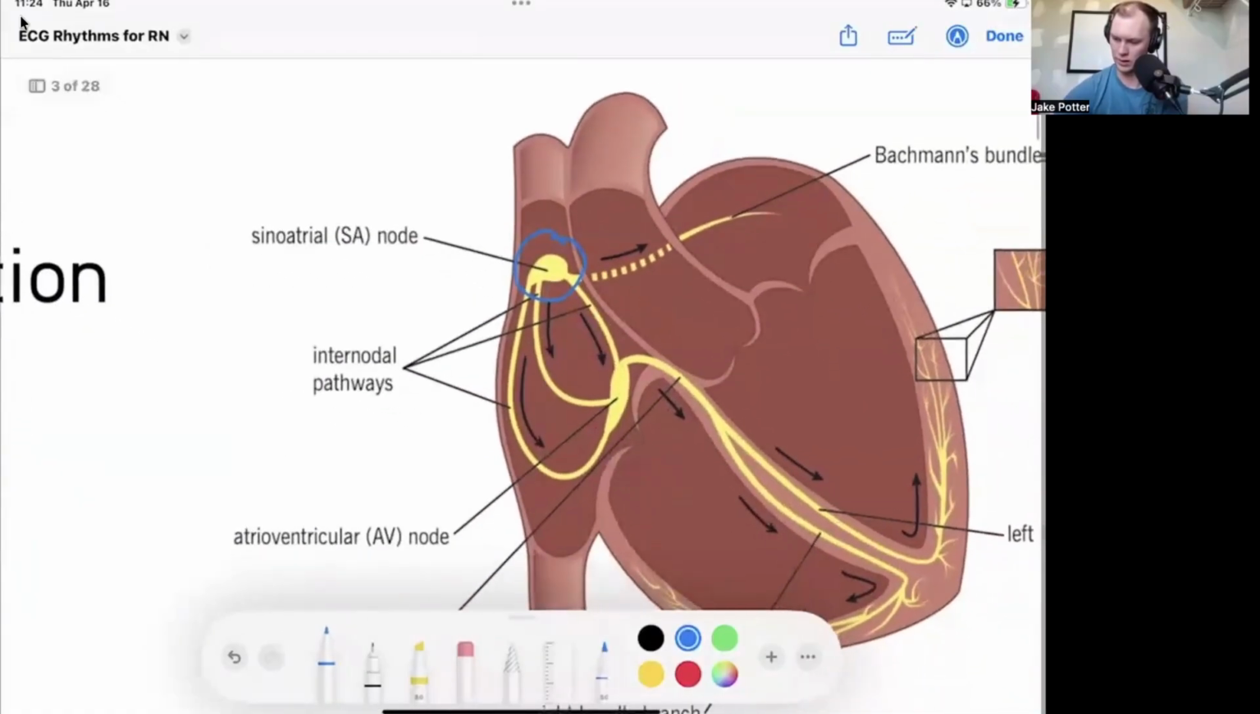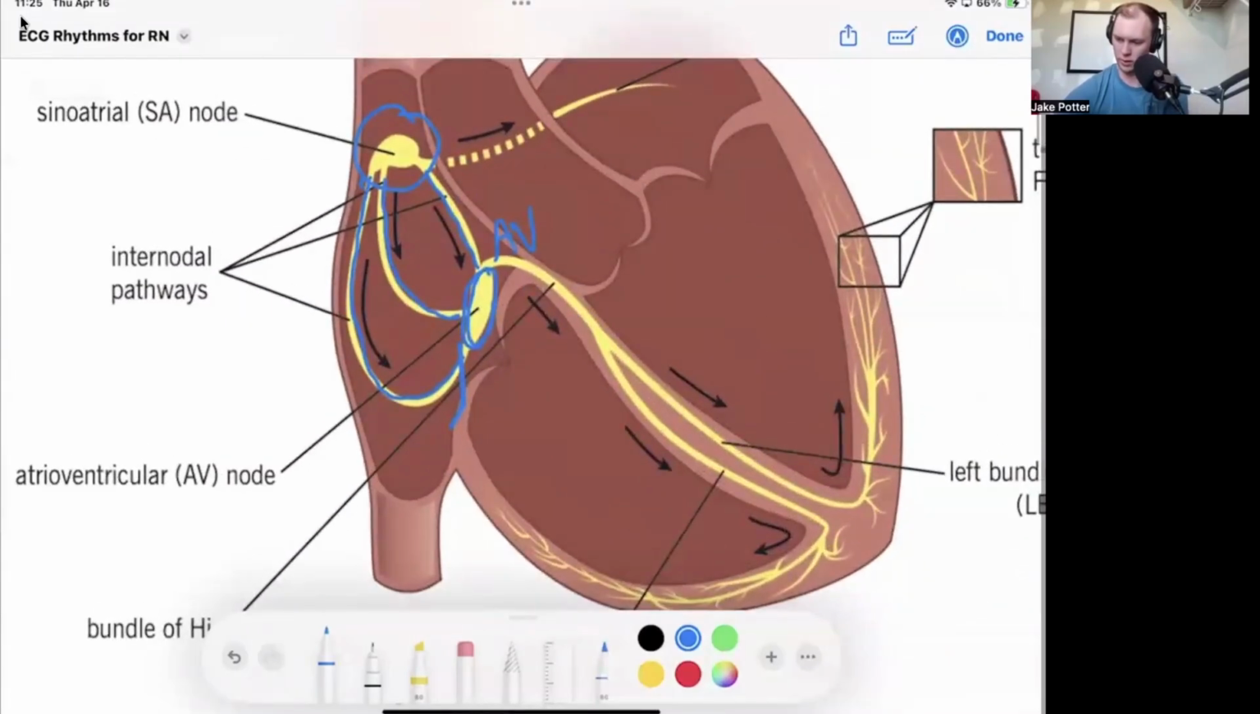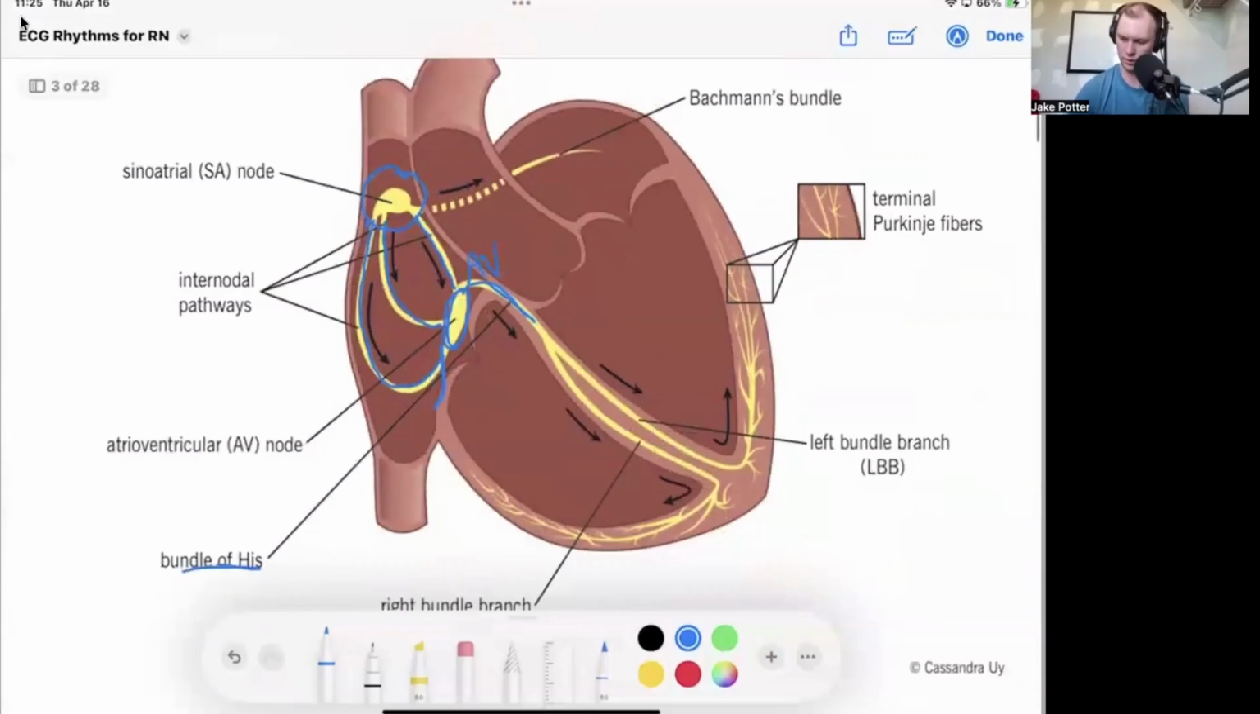That signal then fires and goes down what are called the internodal pathways. So the signal can go either way down here or down here. Follow my track in blue. Then you come to the AV node, which is right here, this big yellow spot. That's your AV, atrioventricular, just the spot between the atrium and the ventricles. Your conduction then goes through the bundle of His, as you can see labeled right here.